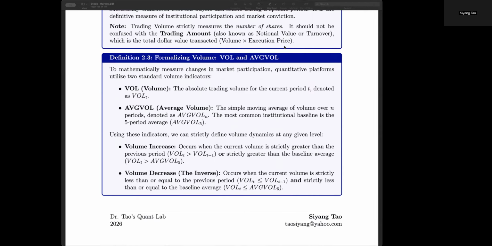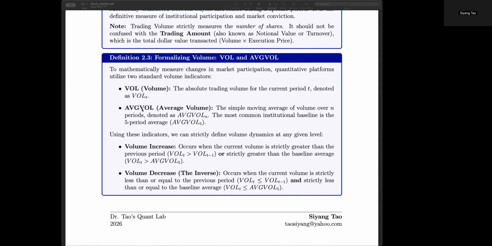But as quantitative traders, we don't just look at volume. We have to define it mathematically so our systems can track it. We use two standard indicators for this. The first is VOL, volume, which is simply the absolute trading volume for the current period. The second is AVGVOL, the average volume, which is a simple moving average of the volume. Most institutional desks use the 5-period average as their baseline.